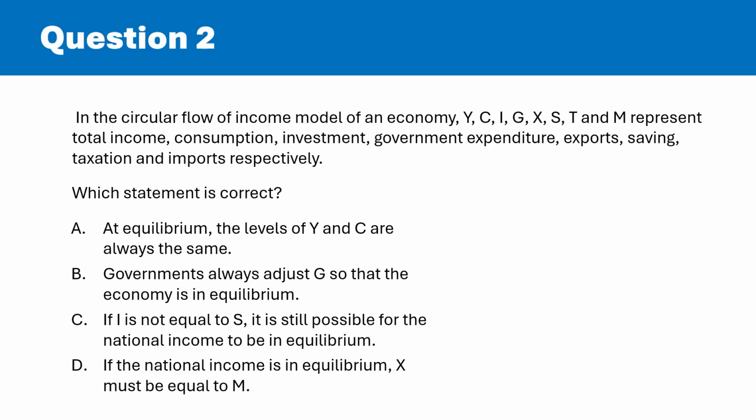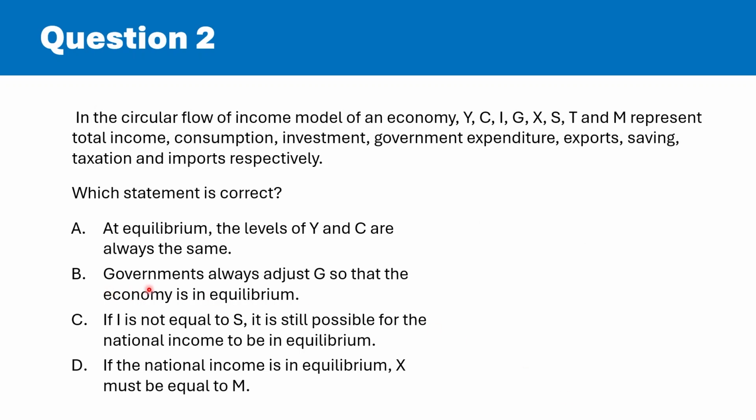Now let's check each option. Now option A, this option says at equilibrium the levels of Y and C are always the same. It means they are telling us that income and consumption are always same, which is not correct. Income is divided into consumption plus savings and taxes. So it is equal to C plus S plus T and not just C. So this option is not correct.